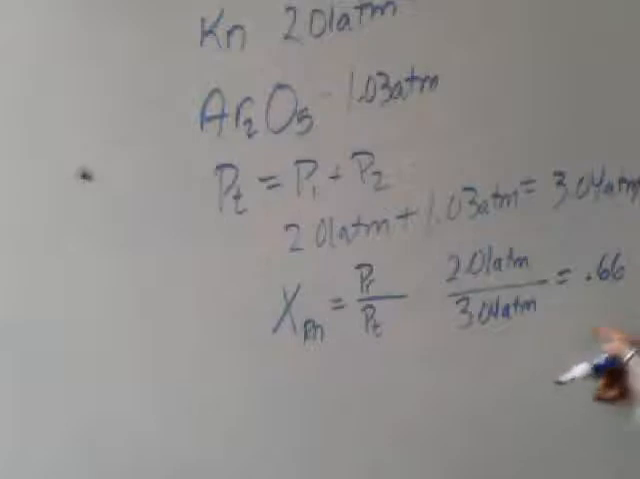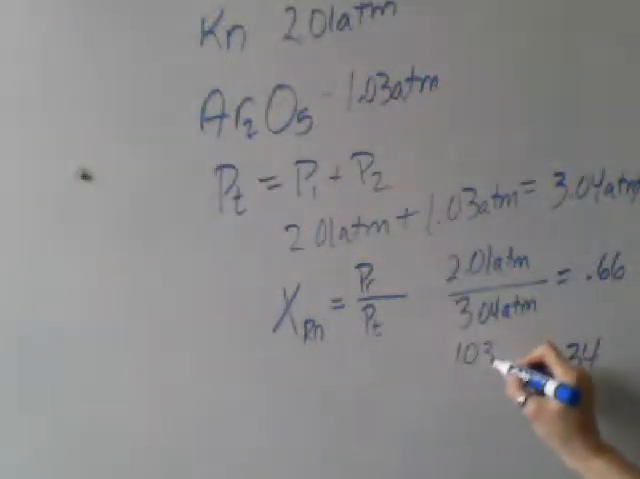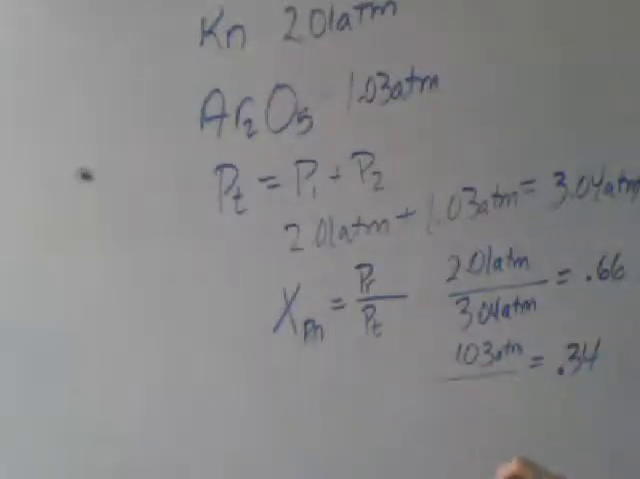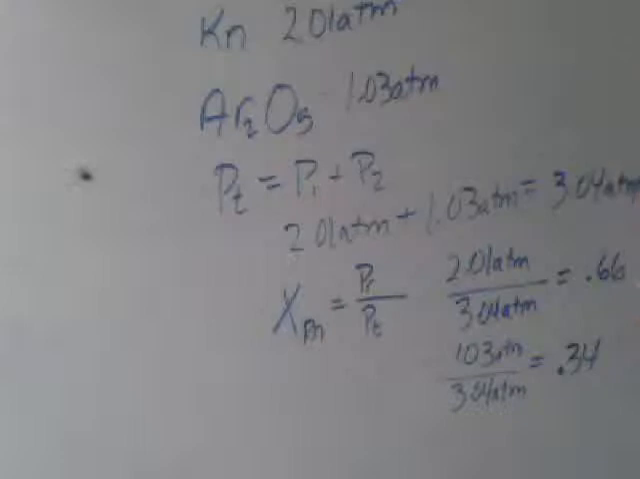By the same token, for the mole fraction of diarsenic pentoxide, we can take 66% and subtract it from 100 and find that it is 34% or 0.34, or we can do the math, 1.03 atmospheres divided by the total atmospheres will give us the same answer of 0.34. So the mole fraction for diarsenic pentoxide is going to be 34%. Remember, mole fraction ratio tells us about the partial pressures or about the number of moles in a closed system.